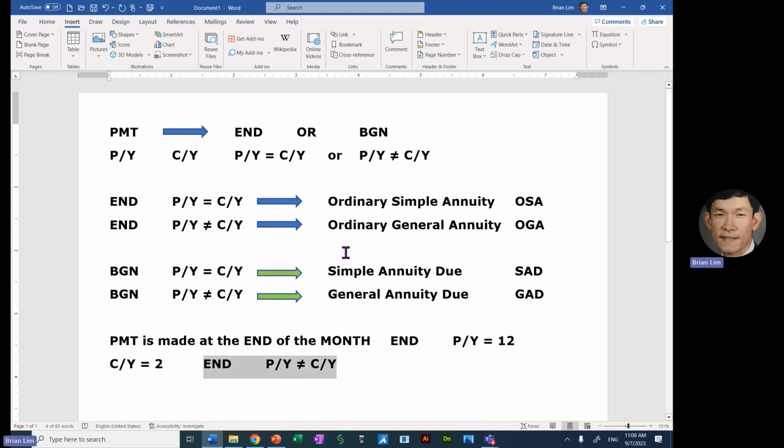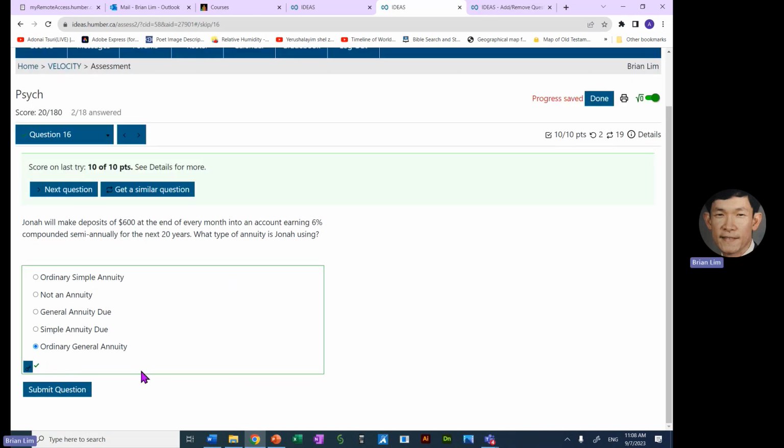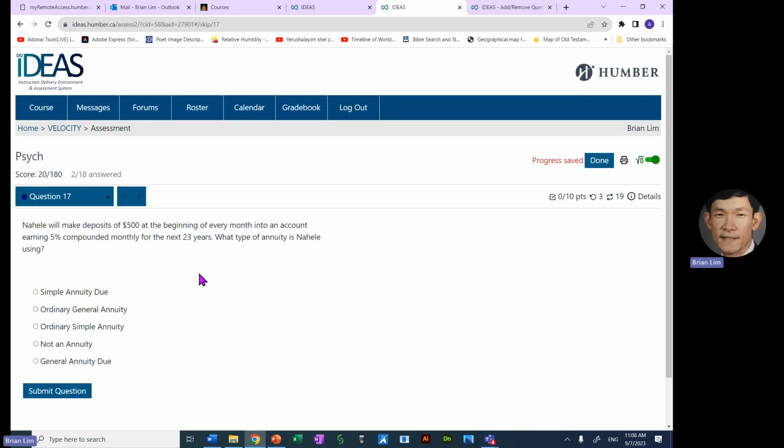So where does that get us? It gets us right here, ordinary general annuity. So that should be the answer, correct? End and PY not equal to CY. So ordinary general annuity should be the answer. So let's select ordinary general annuity, and we submit, and there we are, and it is correct. All right, let's go to the next question.